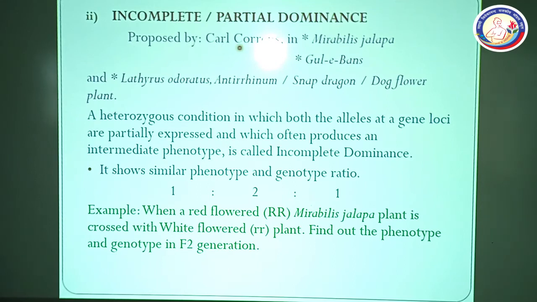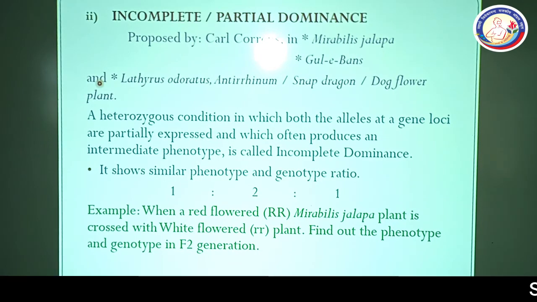It was proposed by Carl Correns in Mirabilis jalapa. Another name of this plant is Gul-e-Bas. And another plant which is used here is Lathyrus odoratus. One more is Antirrhinum. It is also known as snapdragon or dog flower plant.